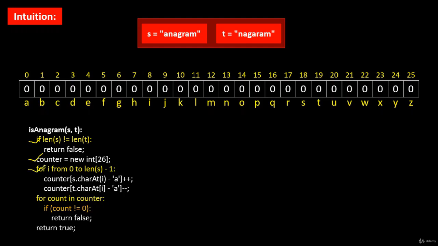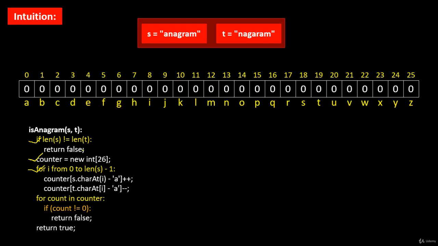Then we have this loop. Now, let me show you how it actually works. For every single character in this string, we'll increment the value at the corresponding index that the character maps to. For the other string, we will decrement. After doing that, if we find all the array elements are 0, then we will return true. If any of the array elements are not 0 after this for loop, then we will return false.